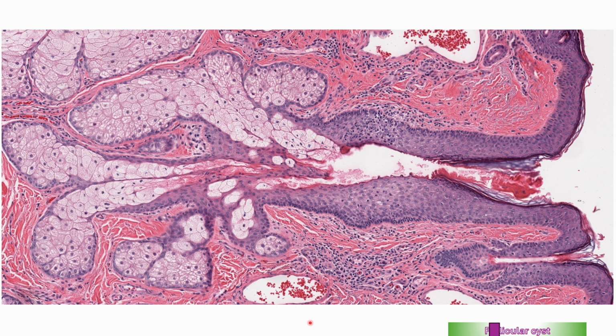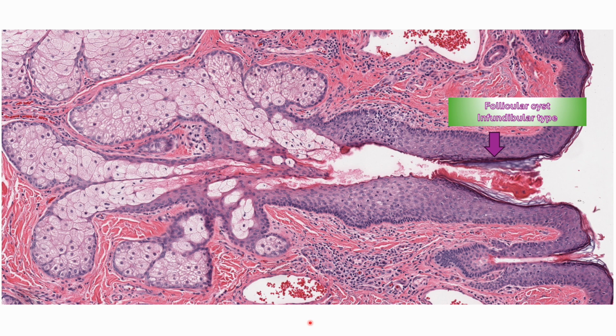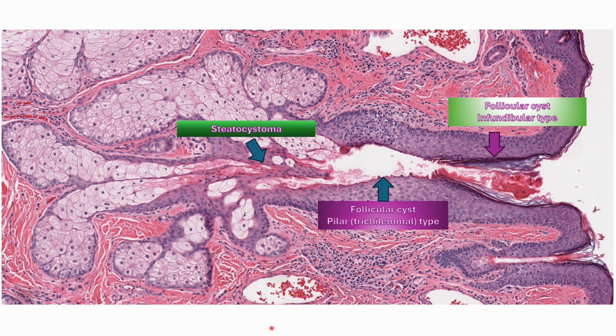And because of that, we have different types of cyst. If the cyst is derived from this area, we call that a follicular cyst. If we have a cyst derived from this area, we have a pilar cyst. If we have a cyst derived from the duct of the sebaceous gland, we call it steatocystoma. So let's talk about each individually.